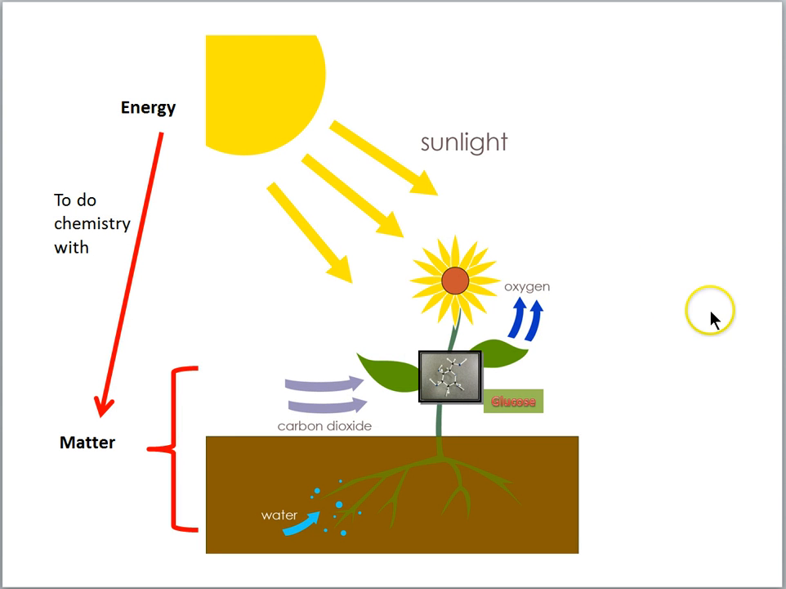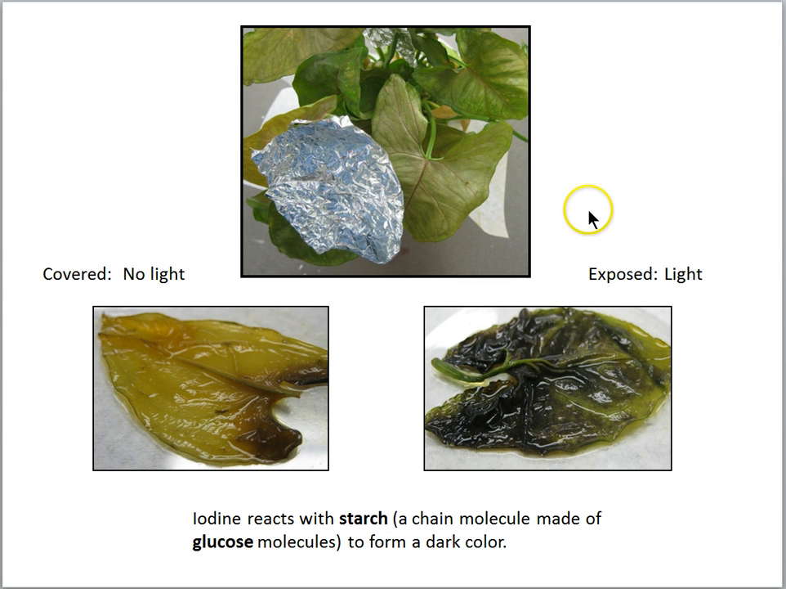So back to our summary diagram, then the plant, if it needs sunlight to build sugar, then if we deprive the plant of sunlight, it should no longer be able to build glucose. And we can see that by doing a simple experiment. We have a plant here. We're going to cover one leaf with foil and another leaf not.